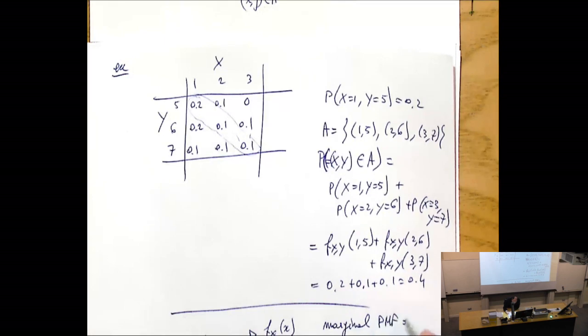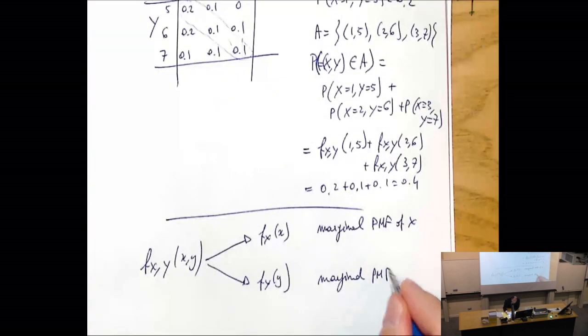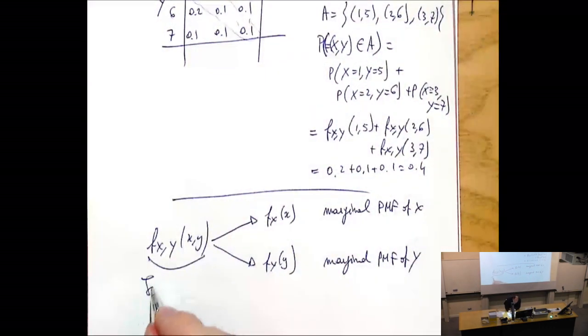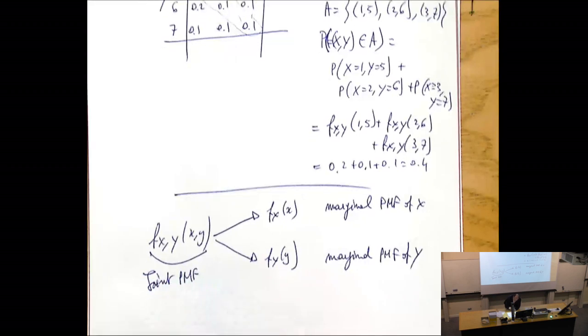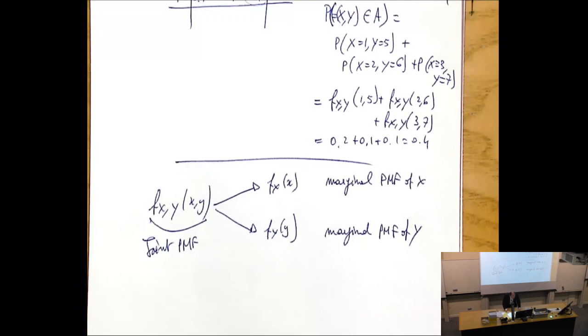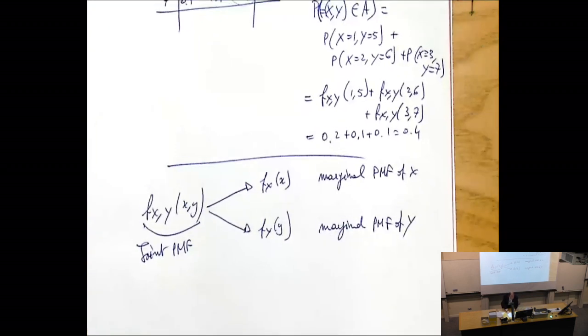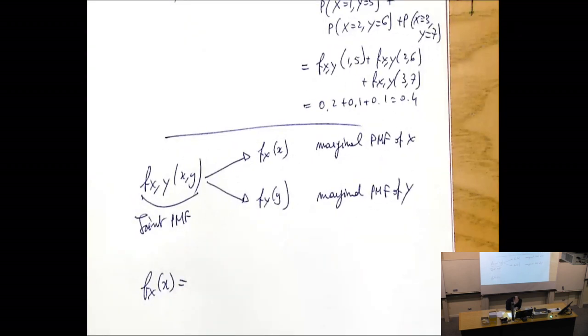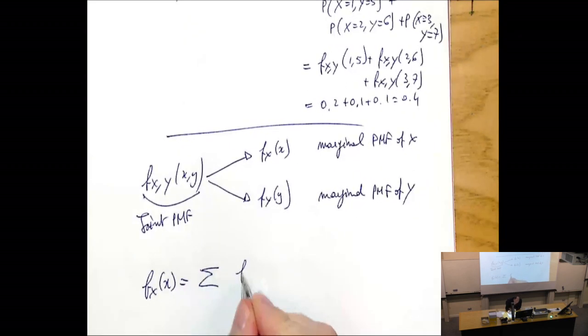This is the marginal PMF of x. This is the marginal PMF of y. It's just to distinguish from this one, which is the joint probability mass function. Now from the joint probability mass function, I'm looking at the probability of x equal to x and the probability of y equal to y. So how can we do that? Well, we can take the joint probability mass function and we can sum. So I can take the marginal of x. The marginal PMF of x will be the sum of this joint PMF over the other random variable, over y.